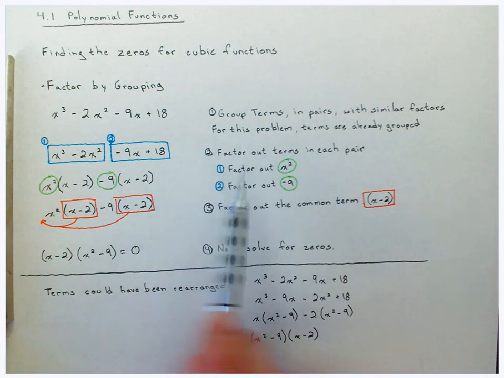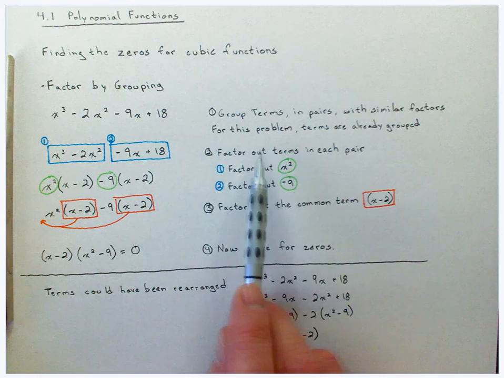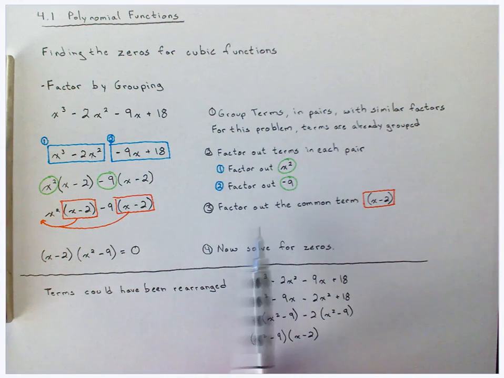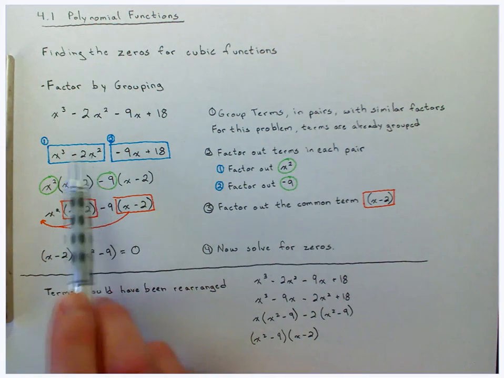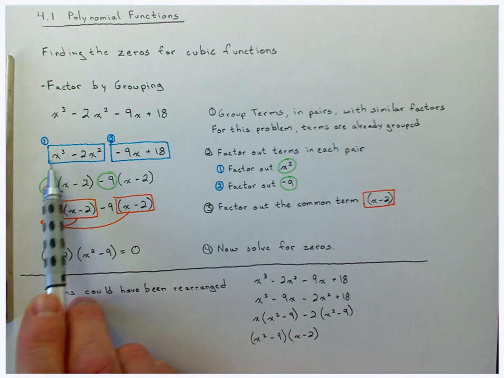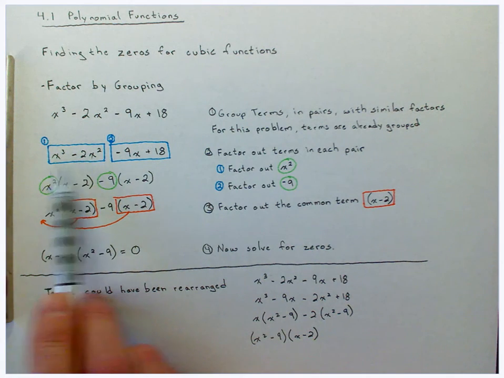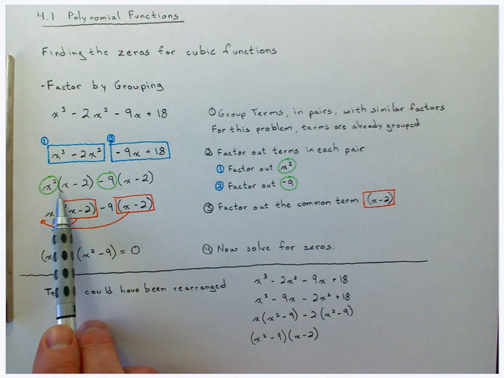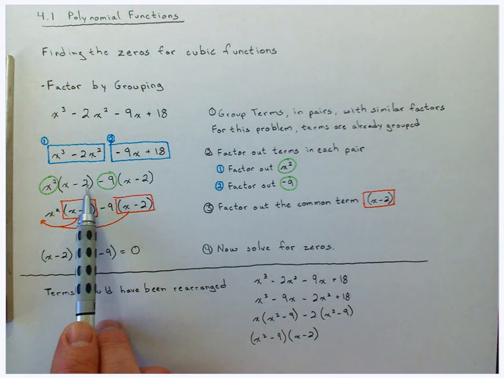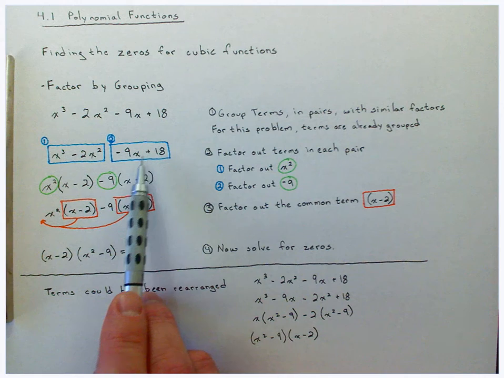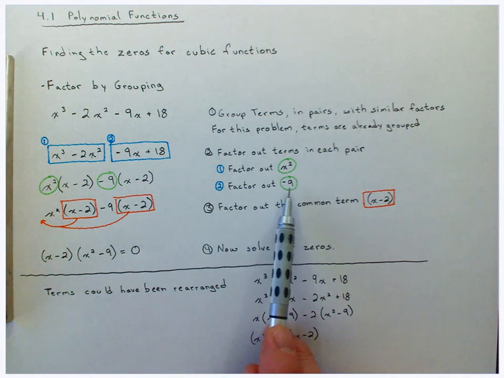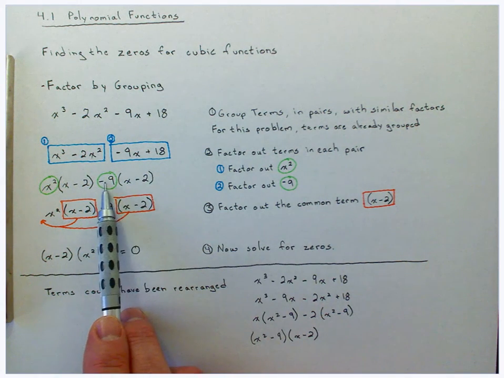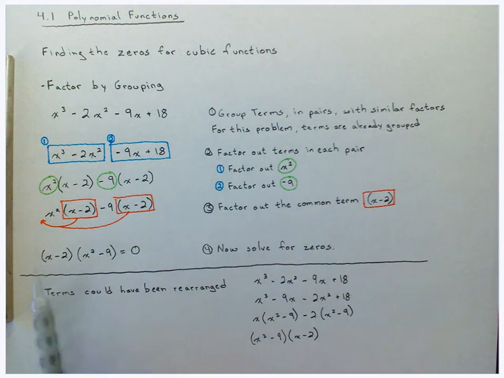Then you're going to factor individually those two pairs. So factor out the terms in each pair. For the first one, I can factor out an x squared because both terms in that pairing have at least an x squared in there. So I factor out an x squared and that leaves x minus 2. For the second pairing, I can factor out a negative 9. I pull out a negative 9 and that leaves x minus 2.